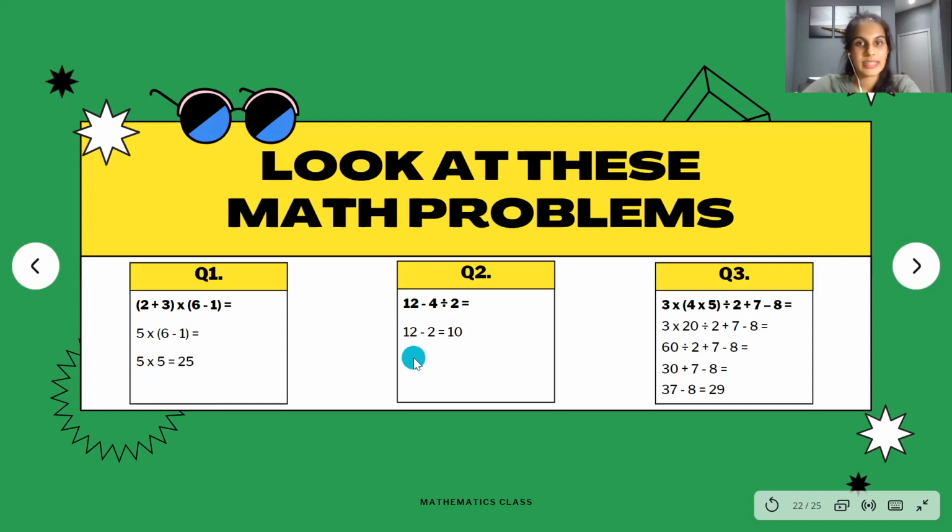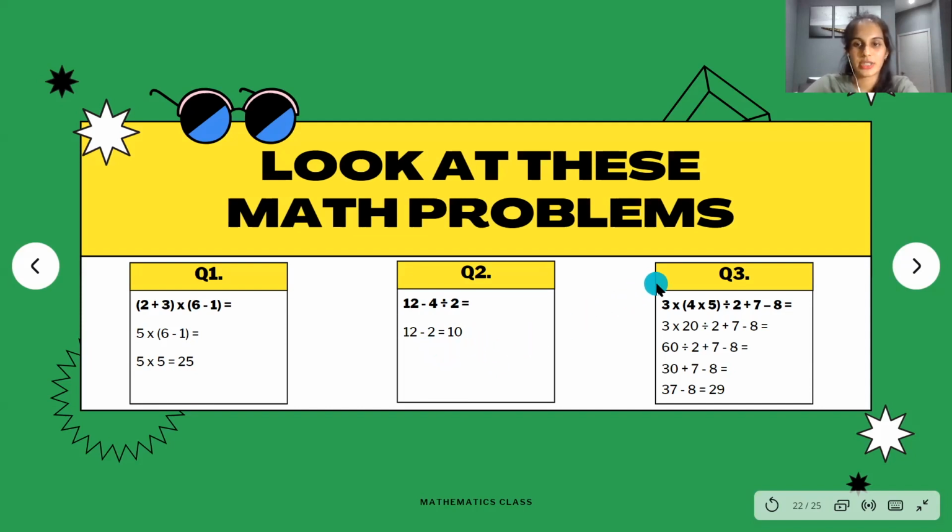Okay, the second question. We have 12 minus 4 divided by 2. So the BODMAS rule tells you that you must divide before you multiply, add, or subtract. So let's do the division first. 4 divided by 2 equals 2. So our new equation will look like this. 12 minus 2, and your answer will be 10.